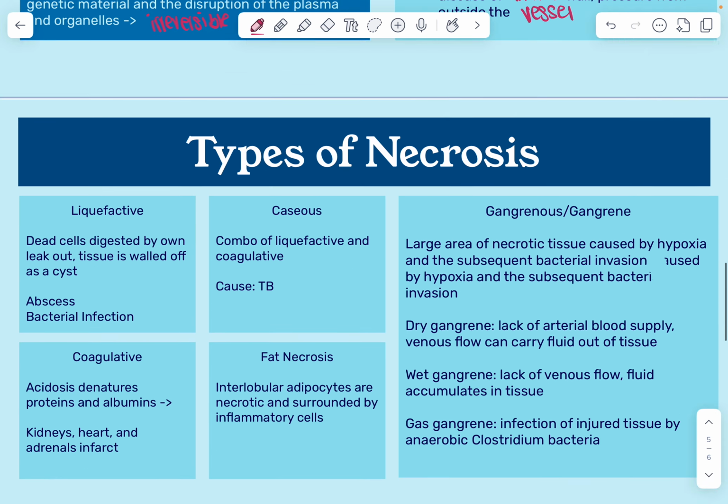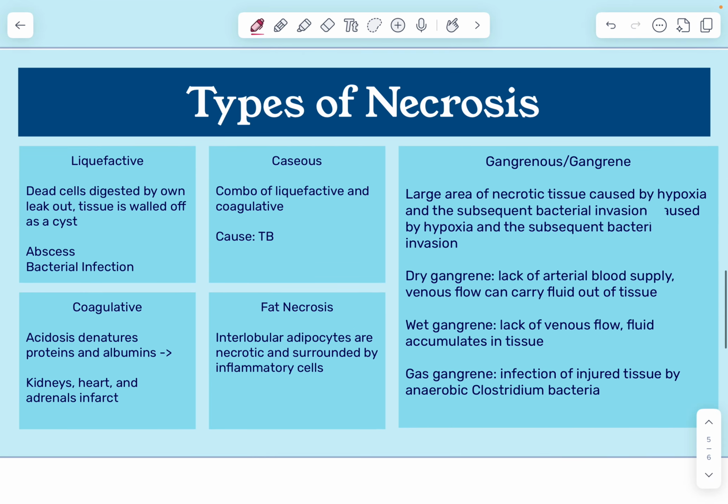And there are many different types of necrosis. So starting with liquefactive, this is when dead cells are digested and they leak out, which will cause a cyst to be formed. And a lot of the times you could see this in an abscess, so in the neurons and the glial cells of the brain. And it can also cause bacterial infection inside of the cell, or it can be caused by bacterial infection like E.